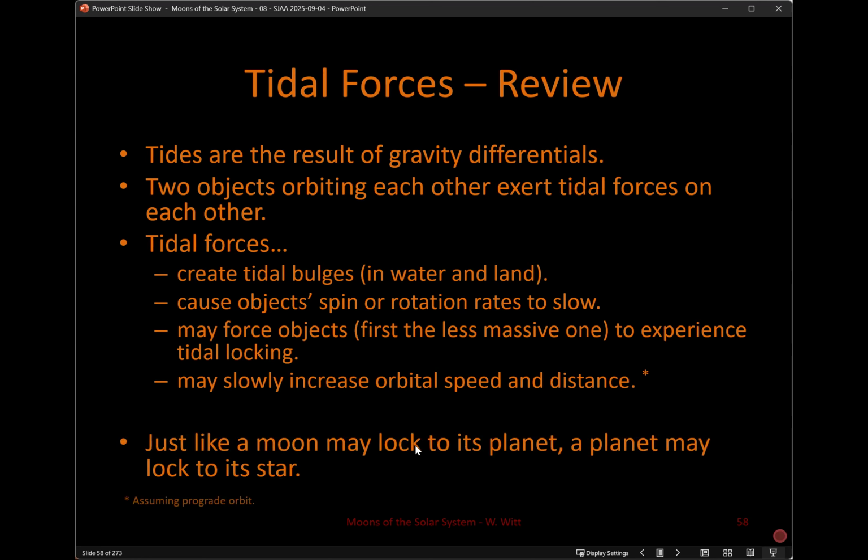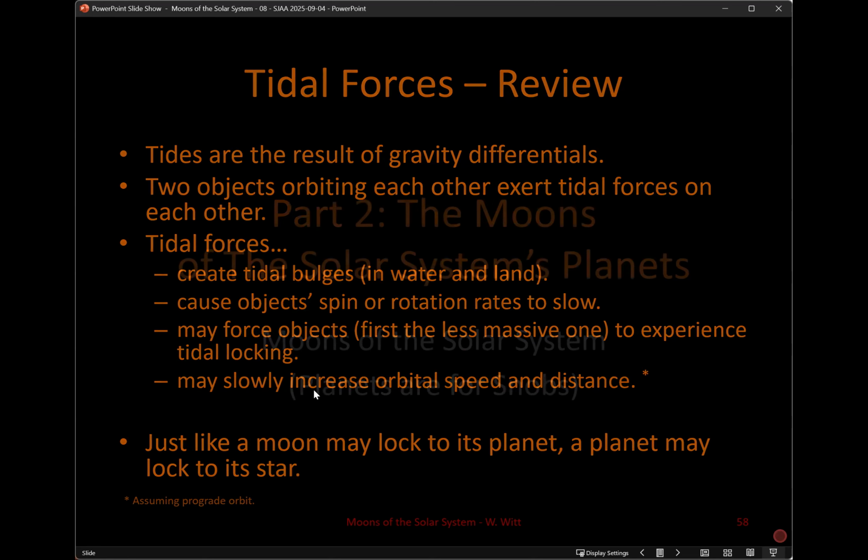And just like a moon may lock to its planet, a planet may actually lock to its star as well. So you have tidal effects between, let's say, the sun and Mercury, the planet closest to the sun. And it turns out Mercury has also experienced a form of tidal locking to the sun. These forces and effects are very important because they happen all over and they drive a lot of the mechanics of the solar system.